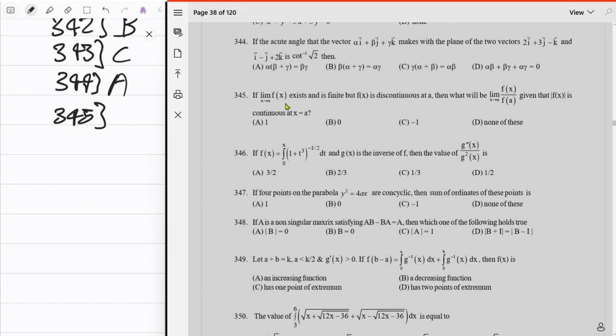Which is if limit x tends to A of f(x) exists and is finite, but f of x is discontinuous at A, then what will be the limit x tends to A of f of x upon f of A? So ये exists and is finite, but f of x is discontinuous at A. Okay, then what will be this thing given that mod of f of x is continuous at x equal to A. Mod continuous है, you are saying. Oh, okay, understood. So right, वैसे like वो split हुआ है basically उतना ही है ना. Right. तो उसका mod okay cool.